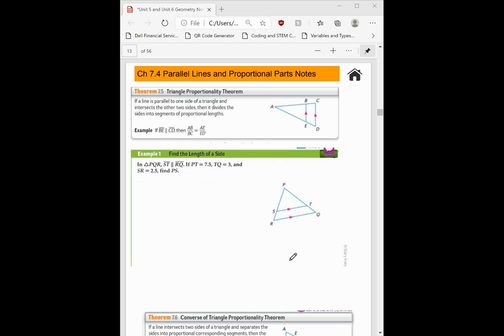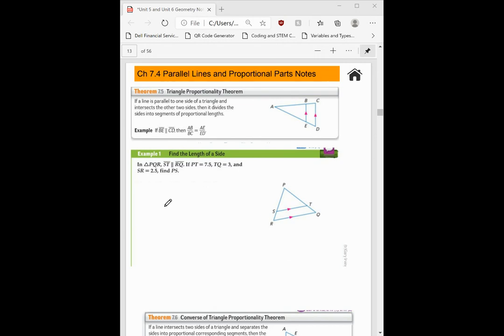Guys, we're going to start chapter 7.4, which is over parallel lines and proportional parts. Let's look at the theorem. It says if a line is parallel to one side of a triangle and intersects the other two sides, then it divides the sides into segments of proportional lengths. So let's use that theorem to do example 1.